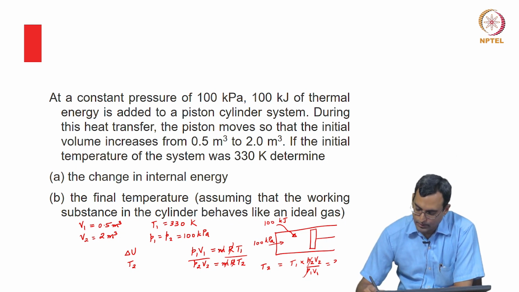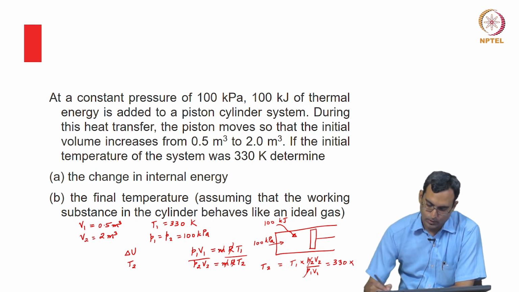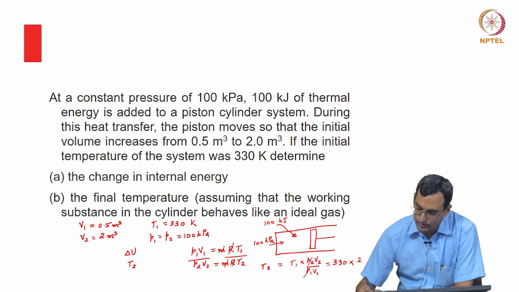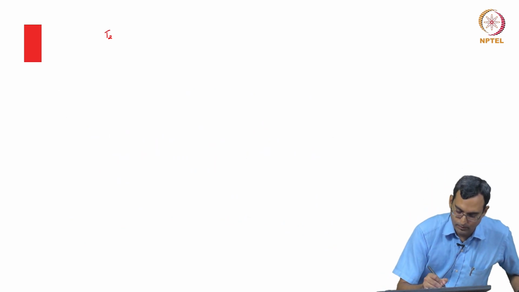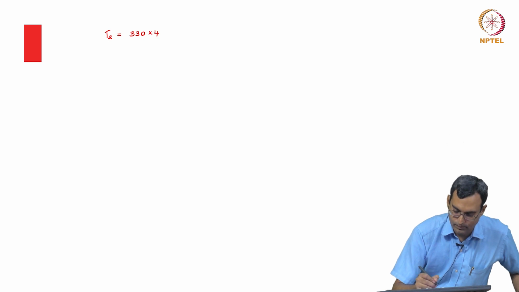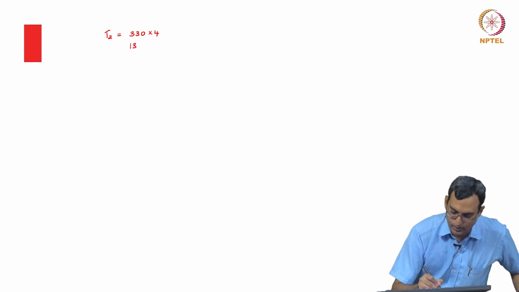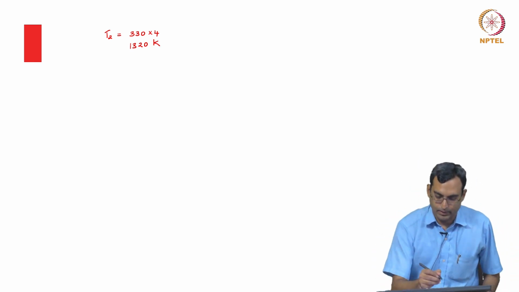So, T1 was 330, V2 was 2 meter cube and V1 is 0.5. So, this is 4. So, that is 330 into 4. So, that is 1320 Kelvin, if I am doing the multiplication correct.